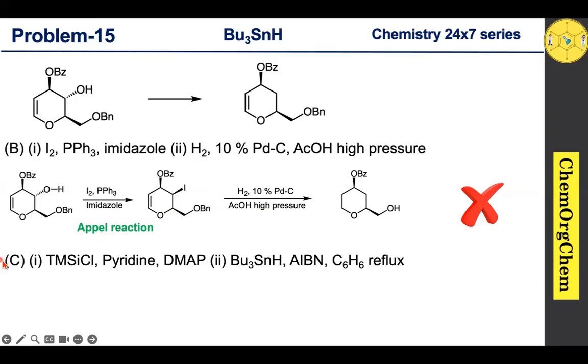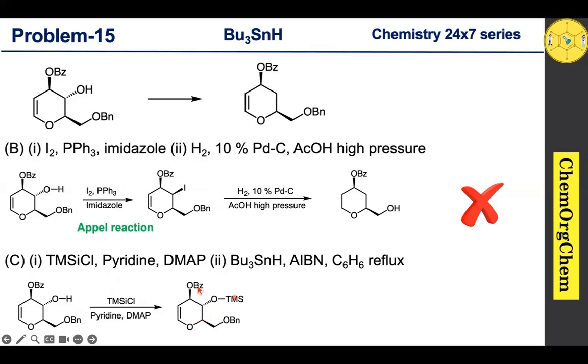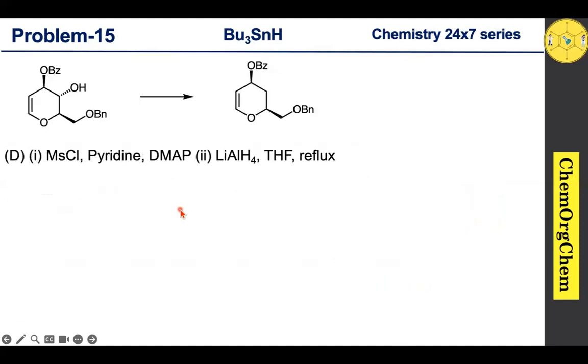Therefore, this option may not be the correct option for this question. Let's move on to our third option. This substrate reacts with trimethylsilyl chloride, pyridine and DMAP. When we use this reaction condition, this hydroxy group is protected with the TMS group, which produces the corresponding intermediate. In the next step, when we use tributyl tin hydride and AIBN, it may not produce our exact product. Therefore, this one is also not a correct option for this question. Let's move on to our fourth option.